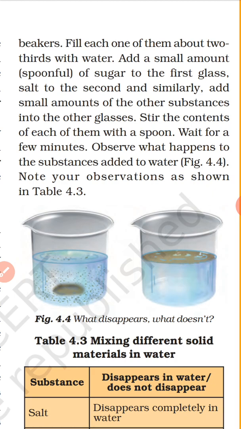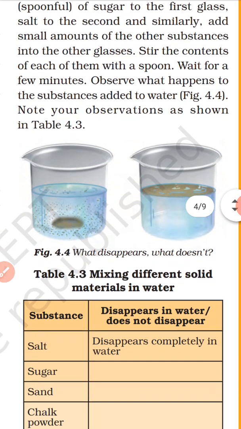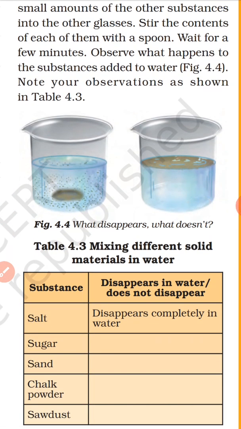Stir the contents of each of them with a spoon. Spoon मतलब चम्मच. Wait for a few minutes. Observe what happened to the substance added to water. See, you can see it. This one is the table 4.4. कौन सा dissolve हो गया और कौन सा disappear हो गया, right?